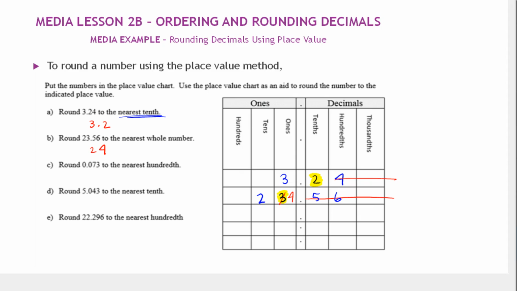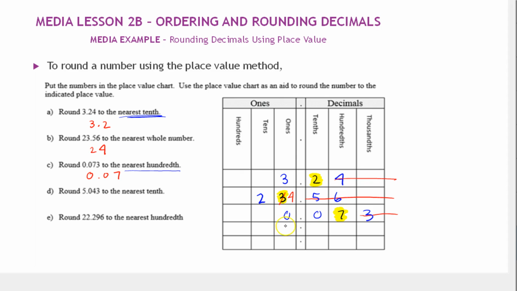Let's look at the next one. 0.073. We want to round this to the nearest hundredth. So let's highlight the hundredths place. Okay. So whatever digit we have here will be the last number. Do we want to keep it a 7 or add 1 to it and make it an 8? Well, the number to the right is 3. That's less than 5. So we're going to round down and just drop this number and not change this at all. So we have 0.07.